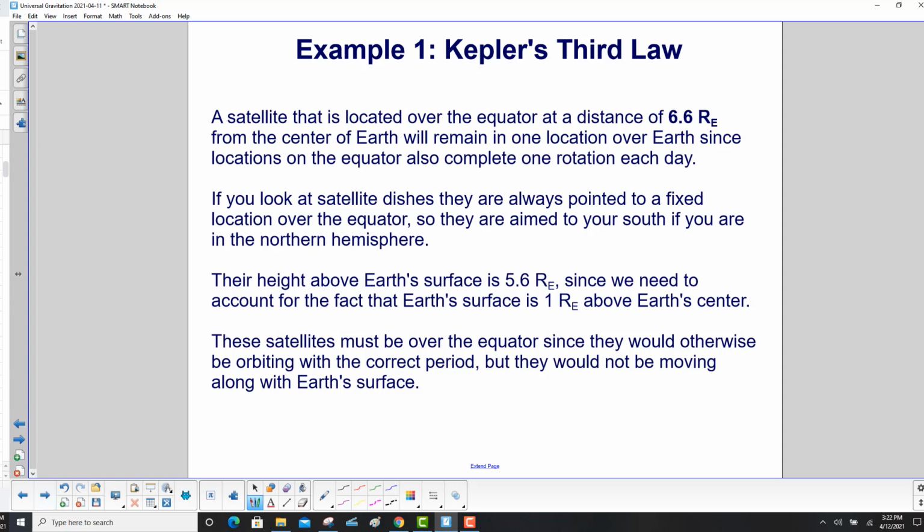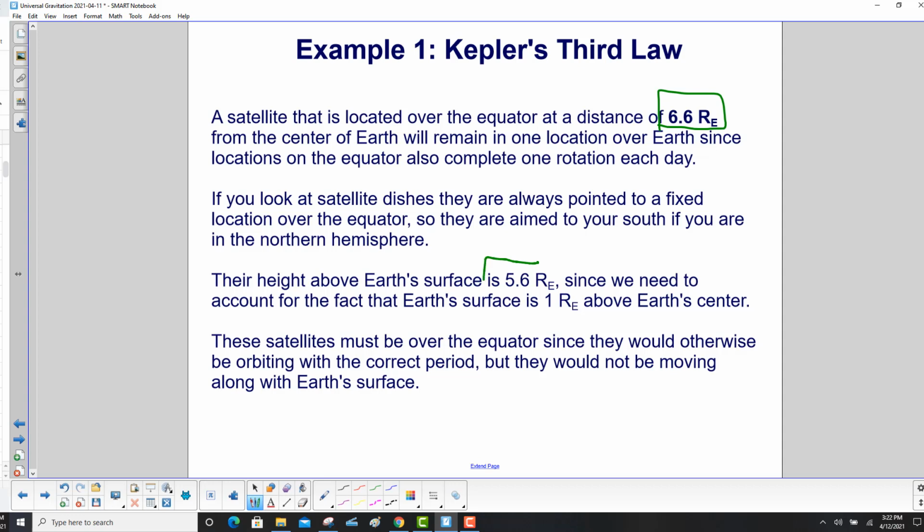So if we now have this satellite located over the equator at a distance of 6.6 times the radius of the Earth from the center of the Earth, it will remain in one location over the Earth, since locations on the equator also complete one rotation every day. If you look at satellite dishes, they are always pointed to a fixed location over the equator, so they are aimed to your south if you're in the northern hemisphere.